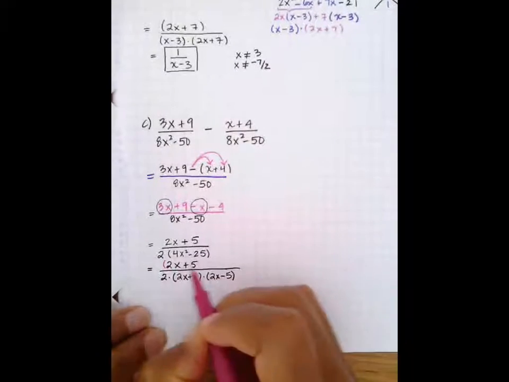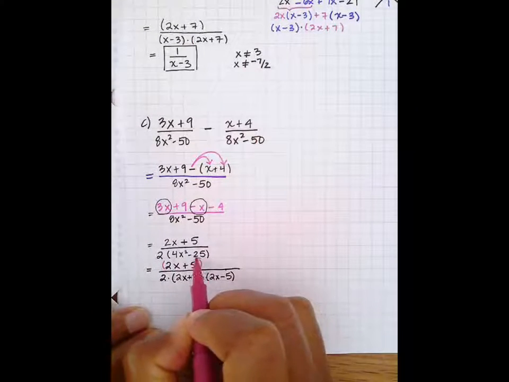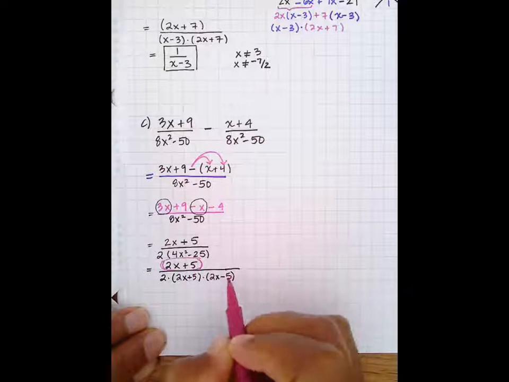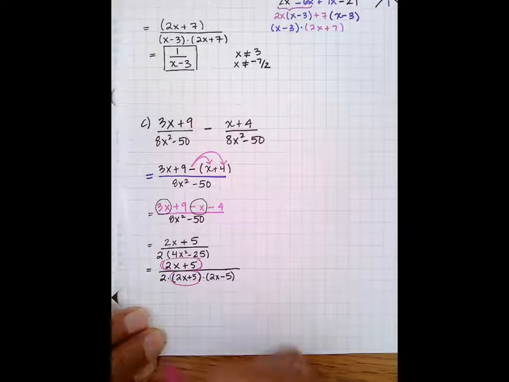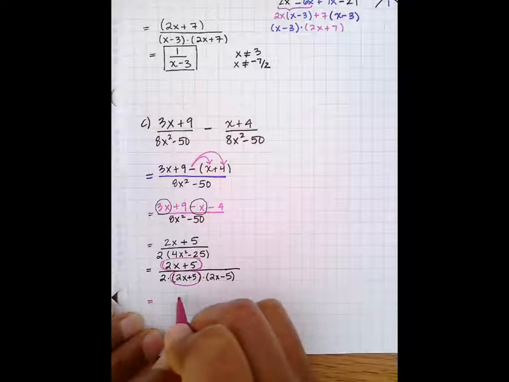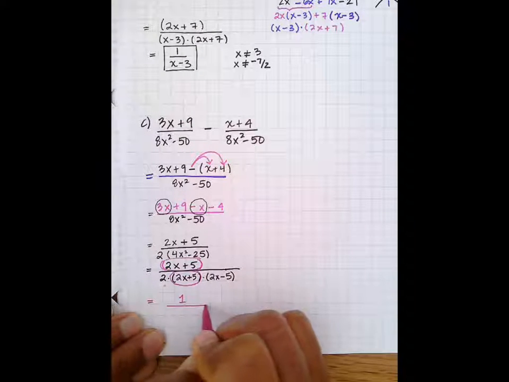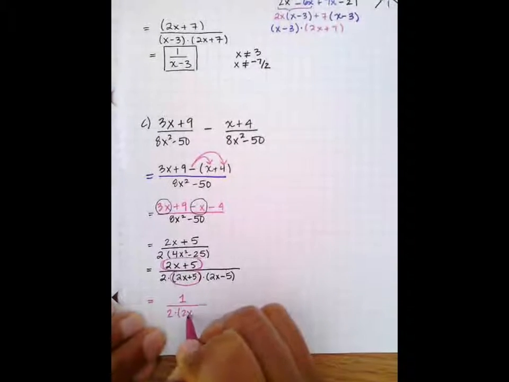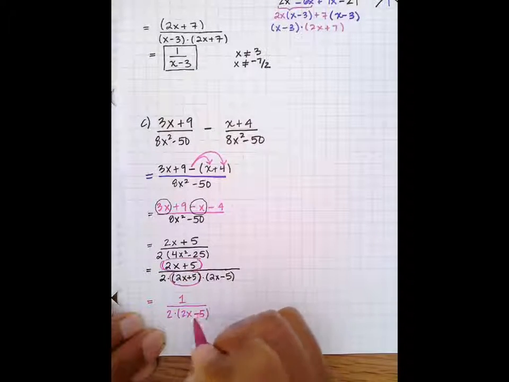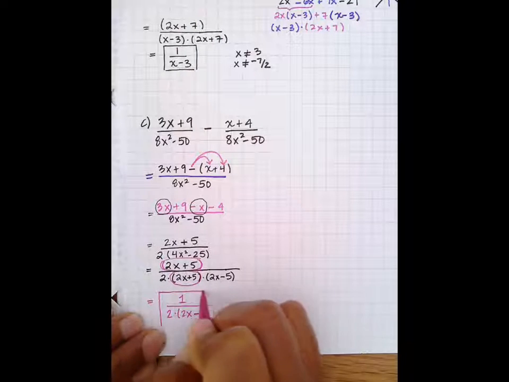Now notice here in the numerator, this 2x plus 5, this linear factor, will cancel with the 2x plus 5 in the denominator. And so my final answer here will be 1 over 2 times all we have remaining, 2x minus 5. And it would be fine to leave it in that form.